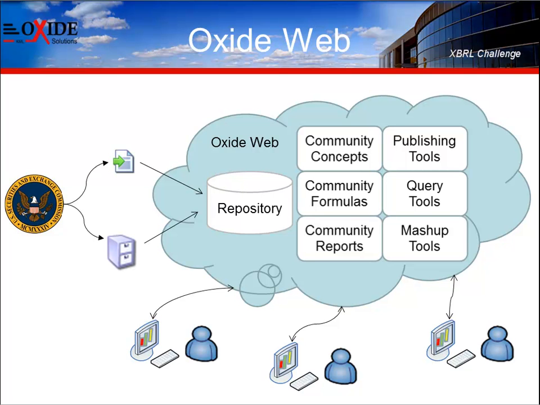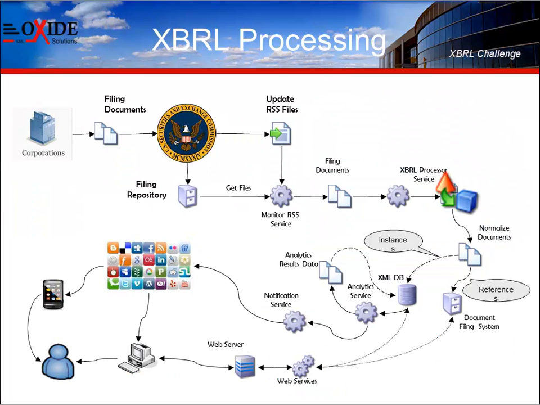OXIDE Web also lets you integrate data from other websites like Yahoo Finance. For example, if your custom company ranking formula requires access to the current moving average, that is easily retrieved and incorporated into your calculation. So how does OXIDE Web make these financial reports and tools available in a way that's easy to view and analyze?